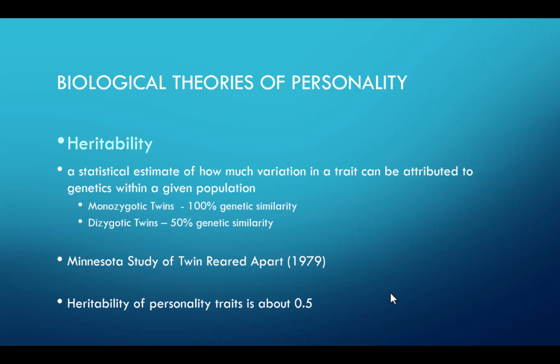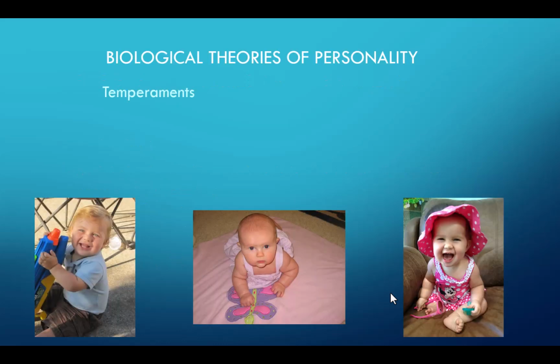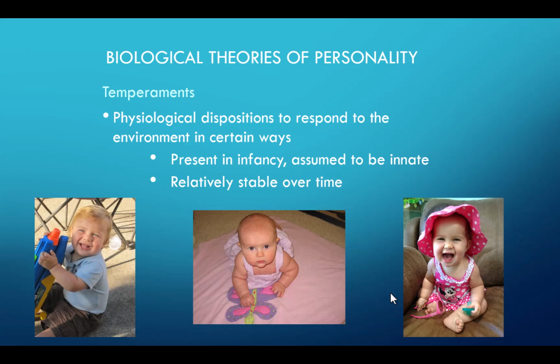Another biological aspect to discuss when it comes to personality are temperaments. If you have children or spent any time around infants, you know that they seem to really have a personality from the time they're born. And this personality often is something that carries through into adulthood. A temperament is a physiological disposition to respond to the environment in certain ways. It's present in infancy, it's assumed to be innate, and it does seem to be relatively stable over time.